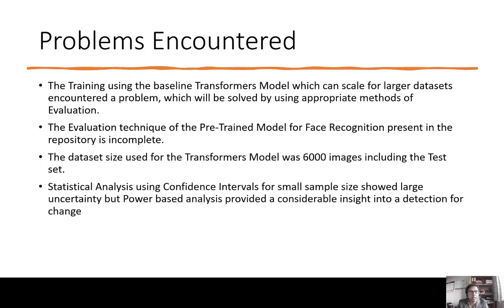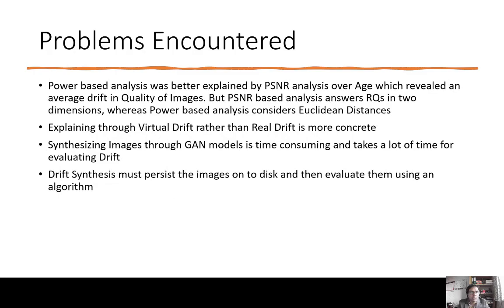Then the statistical analysis using confidence intervals for small sample size showed larger uncertainty, but power-based analysis provided considerable insight into detection for change. Another set of problems: power-based analysis was better explained by PSNR analysis over age, which revealed an average drift in quality of images. But PSNR-based analysis answers research questions in 2 dimensions, whereas power-based analysis considers Euclidean distances. Explaining through virtual drift rather than real drift is more concrete.